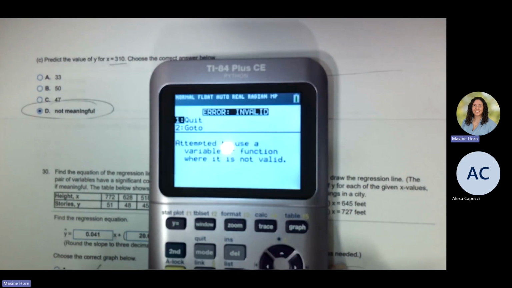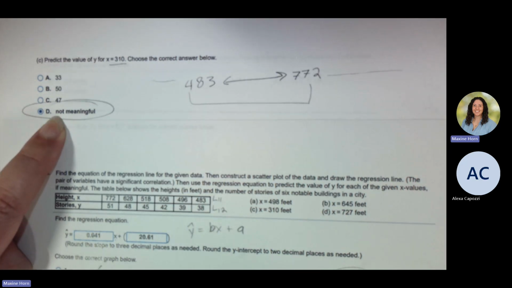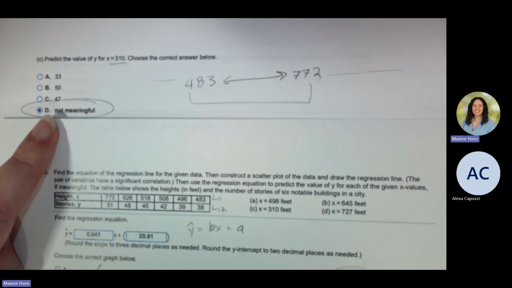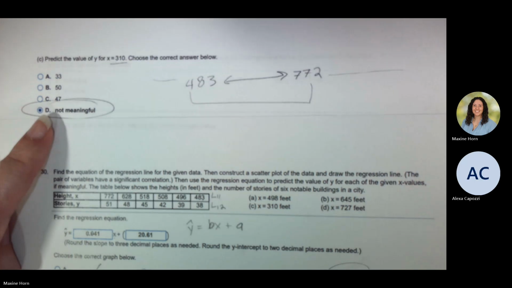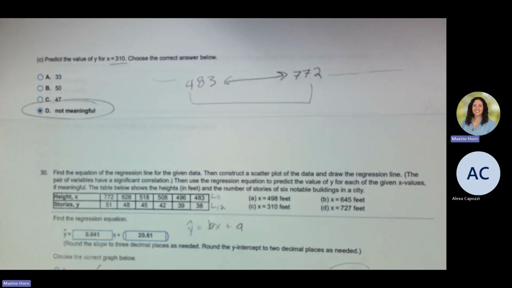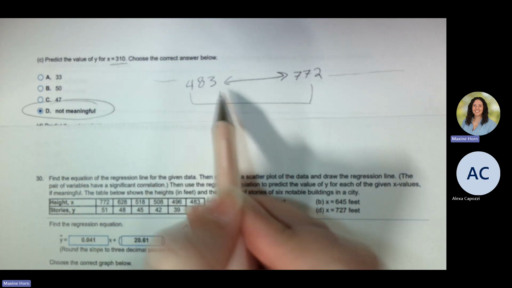Okay, so it's going to tell you, no, you can't do that. And you're going to say, oh, that's right, this number is too small. It's not meaningful. I can't make a meaningful assumption or a meaningful guess. What's the word I'm looking for? A meaningful estimate with a number that's so far outside of what we've been dealing with, right?